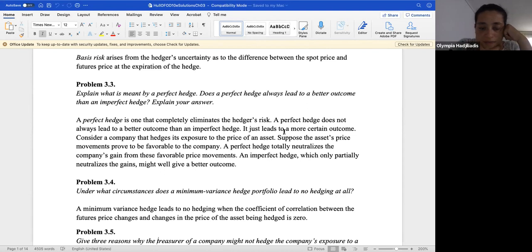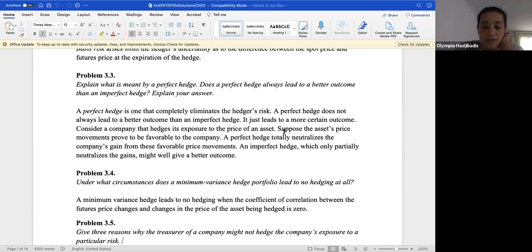Under what circumstances does a minimum variance hedge portfolio lead to no hedging at all? A minimum variance hedge portfolio leads to no hedging at all when rho, the coefficient of correlation between the futures price changes and changes in the price of the asset being hedged, is 0.